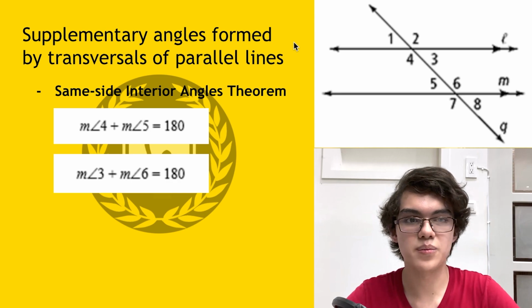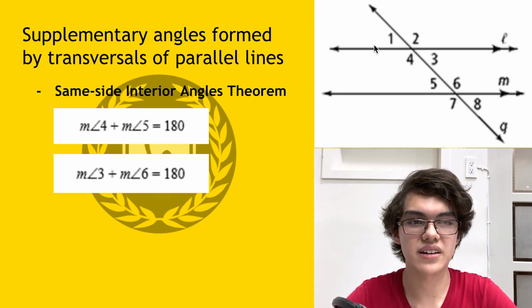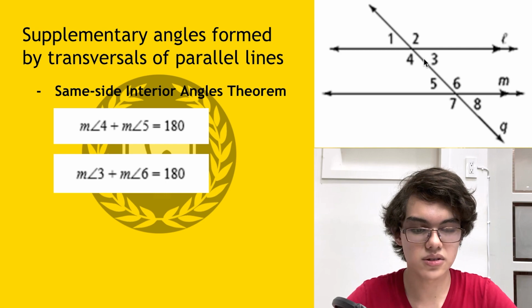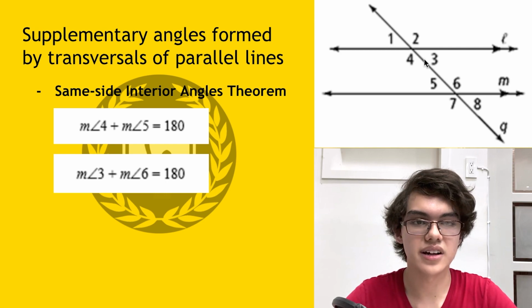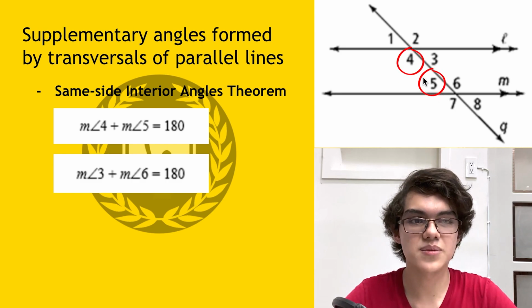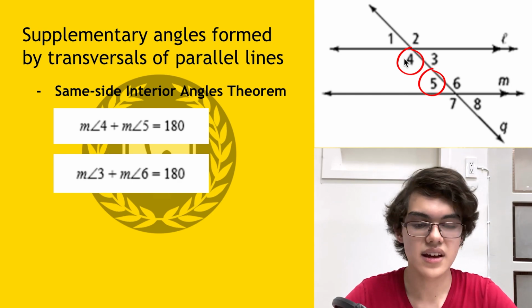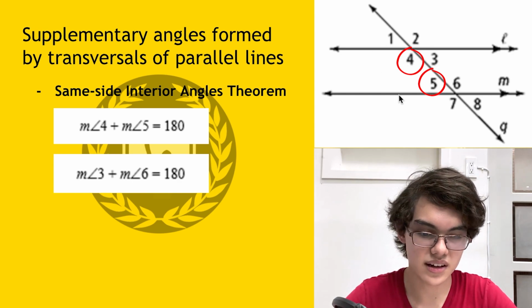Finally, we have supplementary angles that are formed by transversals of parallel lines. Supplementary angles, remember, are angles that add up to 180 degrees. Same side interior angles are going to be supplementary. For example, here, angle 4 and angle 5. These are same side interior angles. They're on the same side of the transversal, in this case the left side, and on the inside of the two parallel lines.